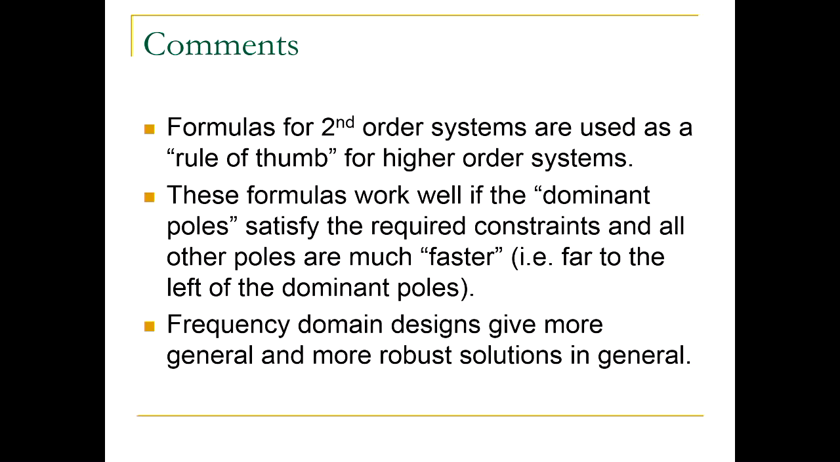And if you have two dominant poles, what are dominant poles? They are the closest ones to the imaginary axis. So you may have 100 poles, but two poles would be perhaps closest to the imaginary axis. And if these two poles satisfy all the requirements we presented, and all other poles are far away from the imaginary axis, then the rule of thumb that you use will give you good results.